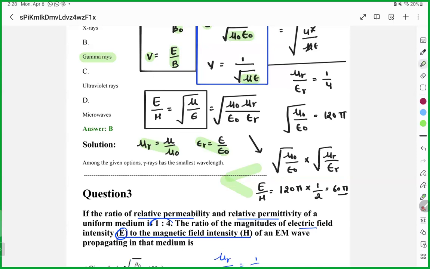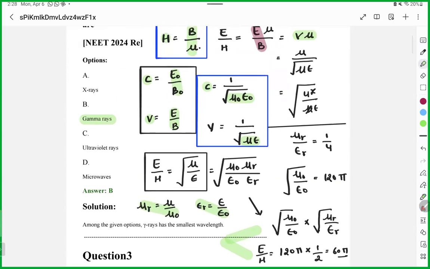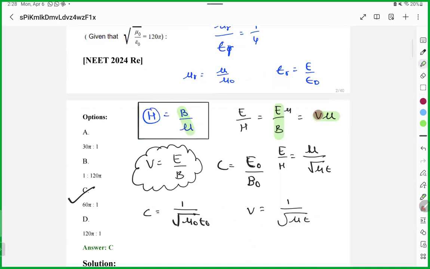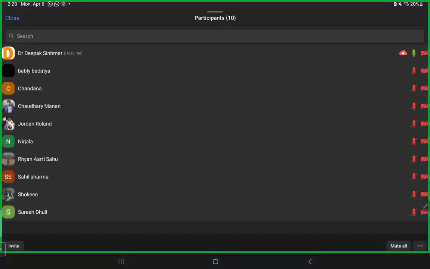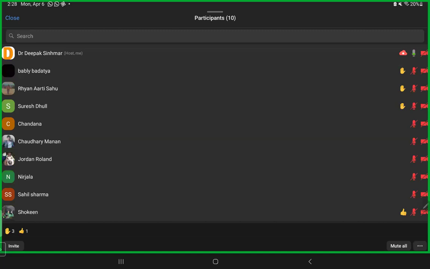Yes, guys. Any doubt, guys? No, sir. So same thing is here. If you have any question, let me know. Everybody understood this question, guys? Pratigya, Chandana, Manan, Jordan, Nirjala, yes. Rayan, Sahil, yes, sir. Aditya and Suloni. Okay.